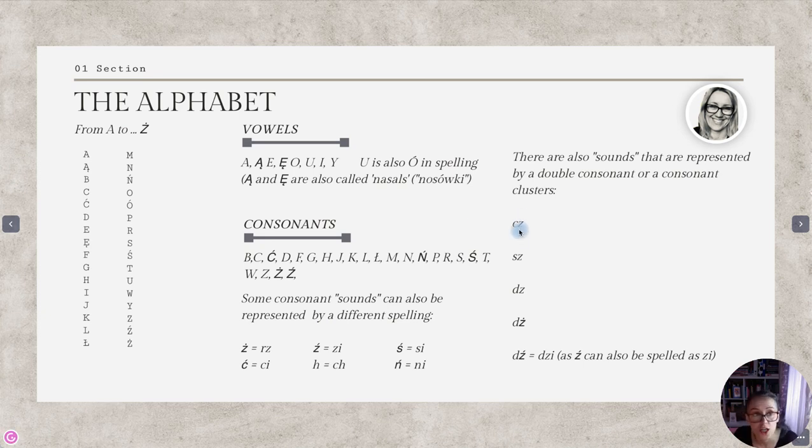Cz, Sz, Rz, Z. Then we've got Dż, right? And Dź. This can also be spelled as Dzi because the Ź accent can be spelled as Zi, right? As you can see here. So that makes sense. Dź is Dzi also, right? So Ć, Sz, Z, Dż, Dź. Okay? Good. So that's the alphabet.